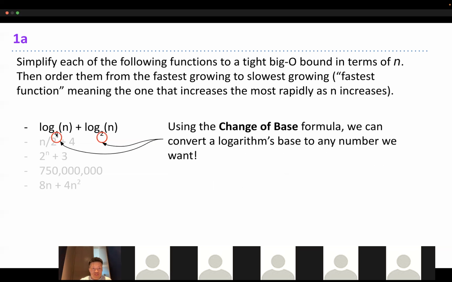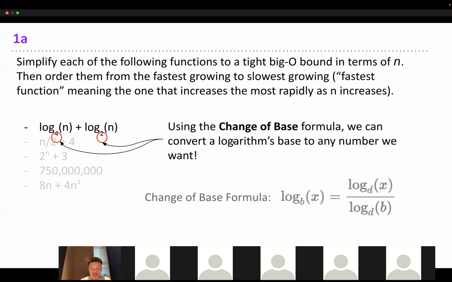Well, if we actually use some math, if you remember from calculus, there's a formula called the change of base formula. We can do some math to figure this out. The change of base formula, just to refresh y'all's memory, allows us to convert a logarithm's base to any number we want. So when we do the change of base formula, it's going to follow this formula where log b is the base that we want.